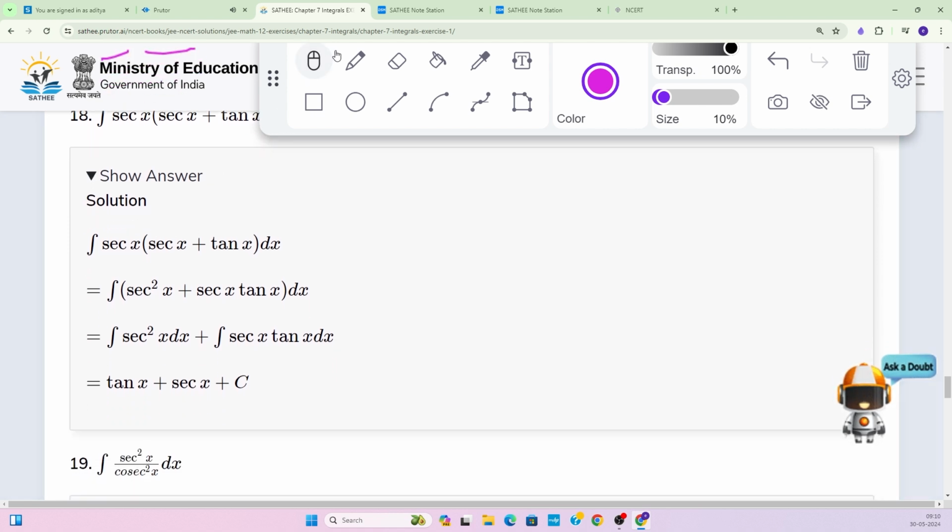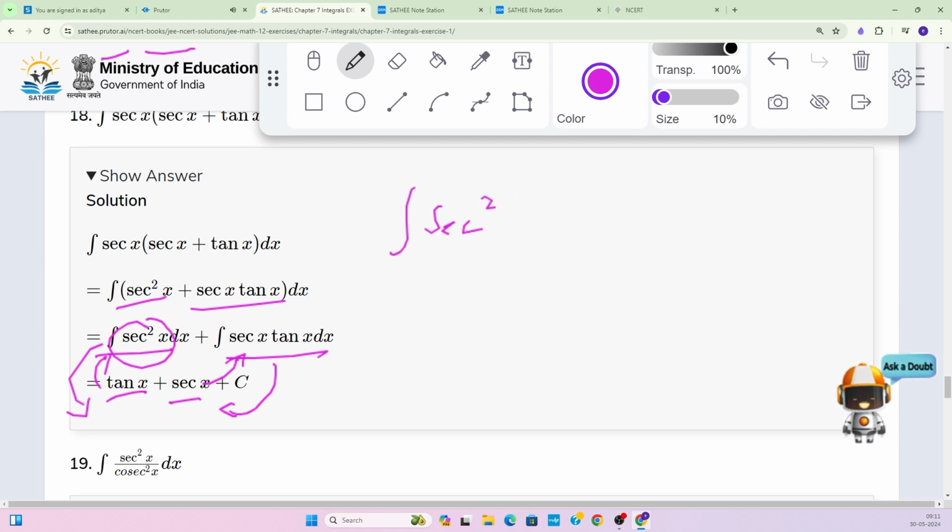Just multiply, you will get sec square plus sec x tan x. Now separate them, sec square x plus sec x tan x, and this is the integration or the difference. The differentiation of tan x will give you sec square x, and the differentiation of sec x will give you sec x tan x, or the reverse process will be like this. You must know the integration of sec square x in this question.